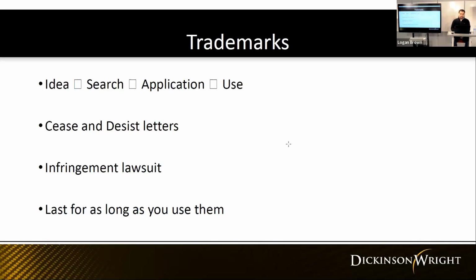Trademarks last for only as long as you use them. If you discontinue use of your mark for about 2 to 3 years, you are subject to losing your rights in your trademark. So continuous use of a trademark is essential to maintaining those rights over time. Whereas a patent will expire after 20 years from the date of filing, a trademark can last forever.